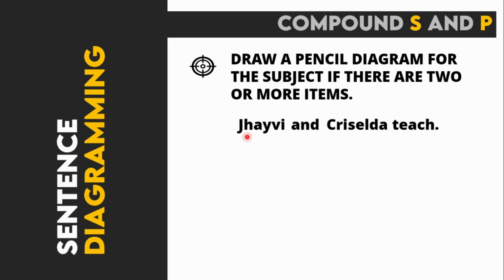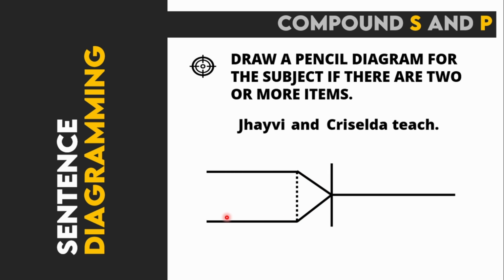So in order for us to diagram the compound subject, we need to draw a pencil diagram. So how do you draw a pencil diagram? Okay, that is how you draw a pencil diagram. This one, do not focus yet on this part because that's for the predicate. This is for the subject because you have two items which are JV and Griselda. So this is the horizontal line supposedly, but since there are two subjects, you need to draw two horizontal lines connected by a dotted line. Okay, so where would JV go? JV would go on top of the pencil because it is the first item of the list.